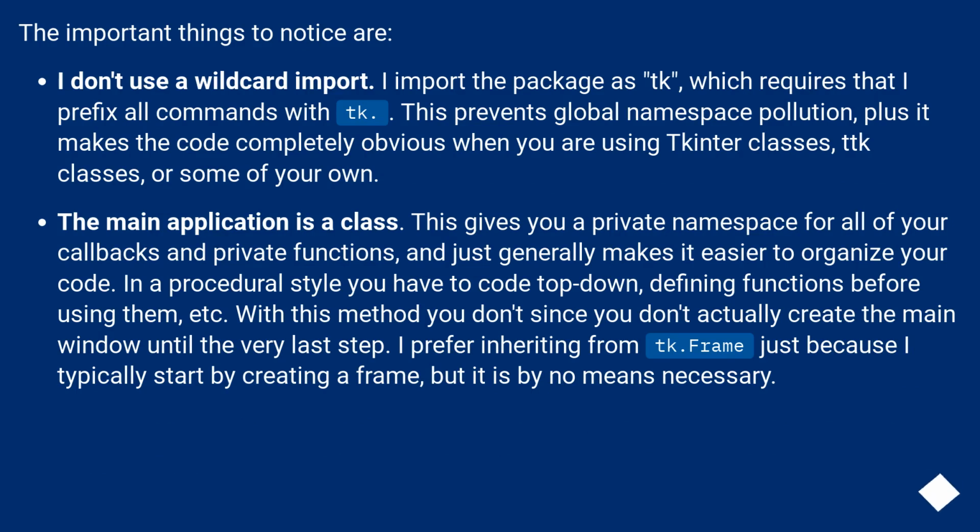The main application is a class. This gives you a private namespace for all of your callbacks and private functions, and just generally makes it easier to organize your code. In a procedural style, you have to code top-down, defining functions before using them, etc. With this method you don't, since you don't actually create the main window until the very last step. I prefer inheriting from tk.Frame just because I typically start by creating a frame, but it is by no means necessary.